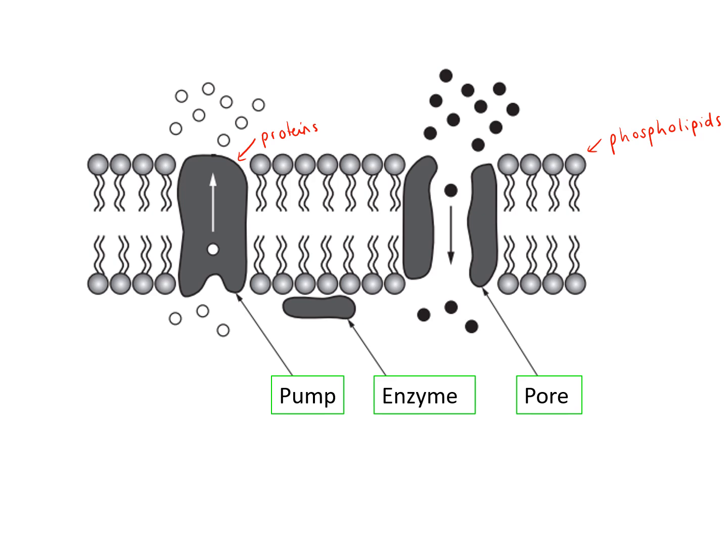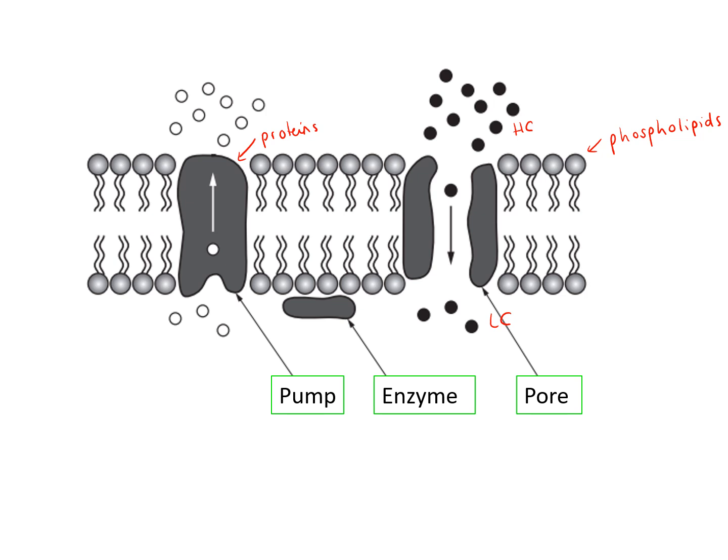Okay, so pores are there to allow specific molecules or ions to pass through the cell membrane. So you can see that here we have a high concentration of this specific molecule and it is moving to a lower concentration. Now, because we're moving from a high concentration to a low concentration, we don't need ATP for that process.